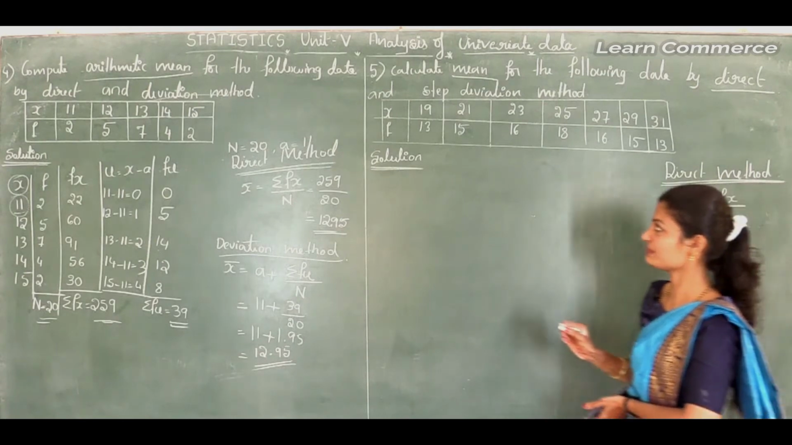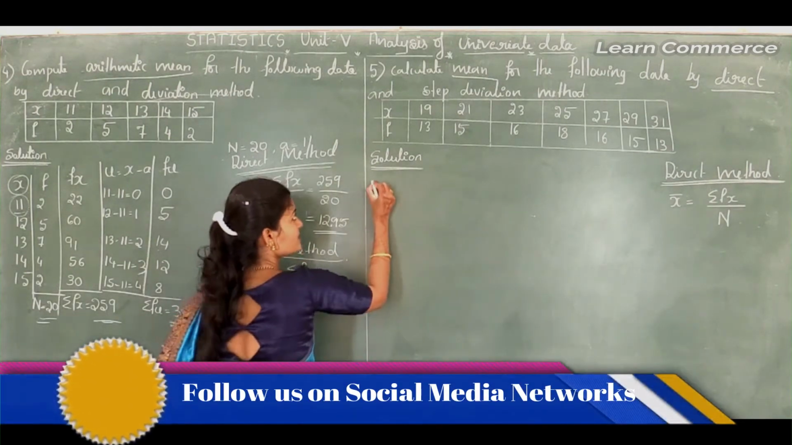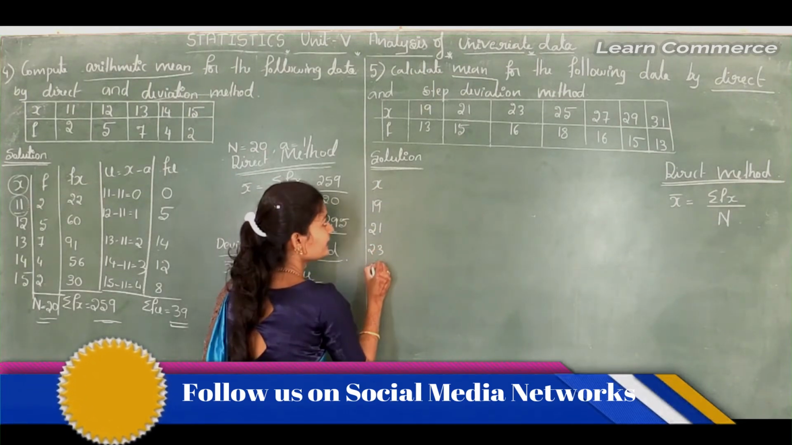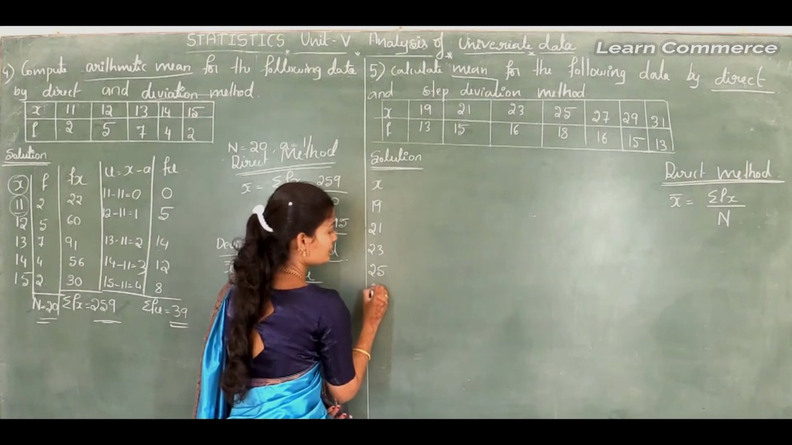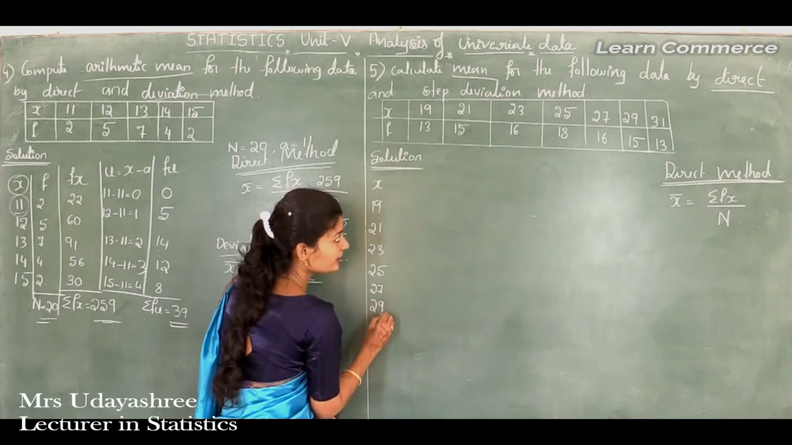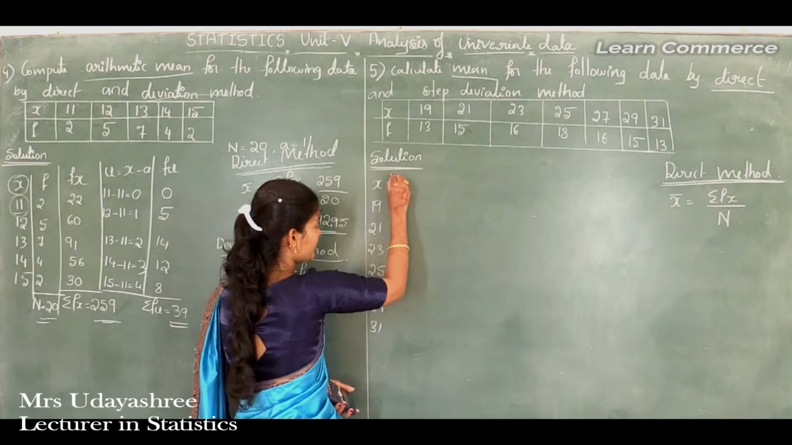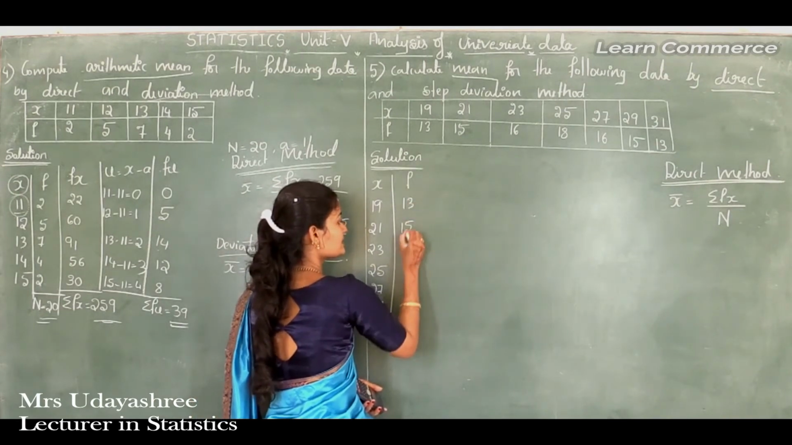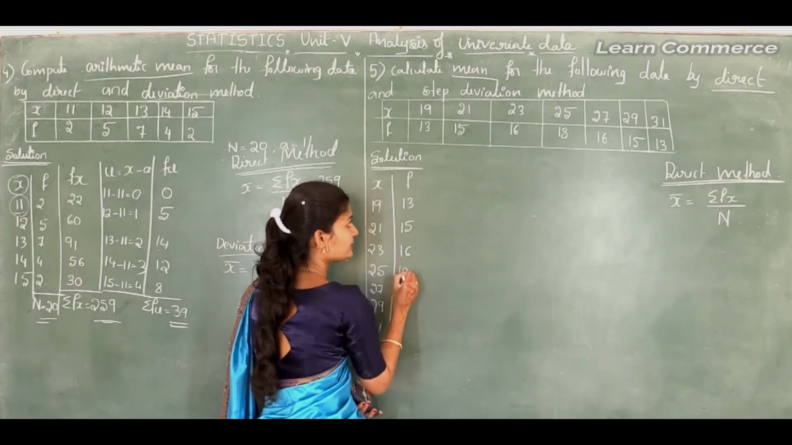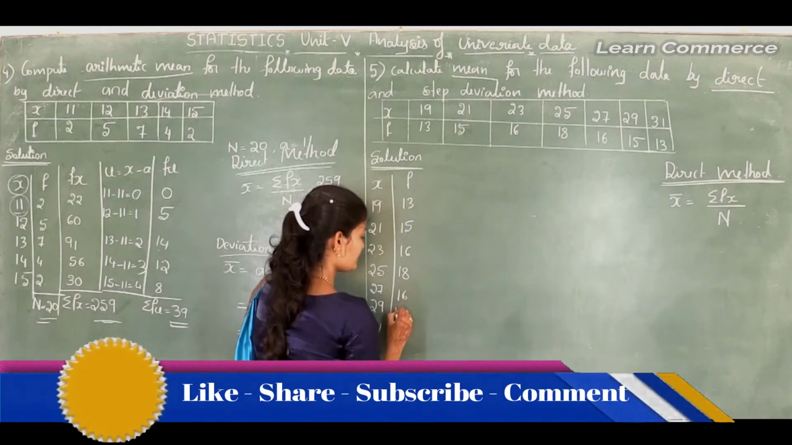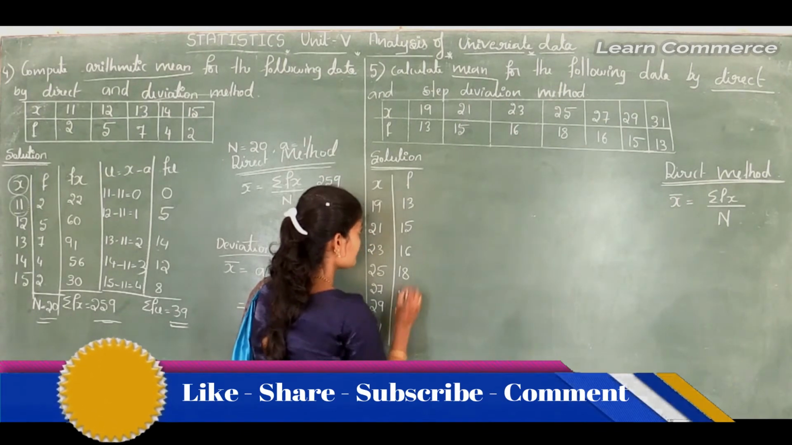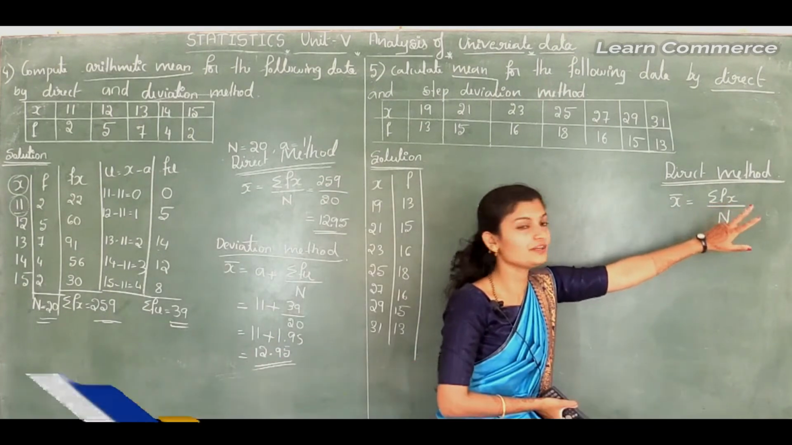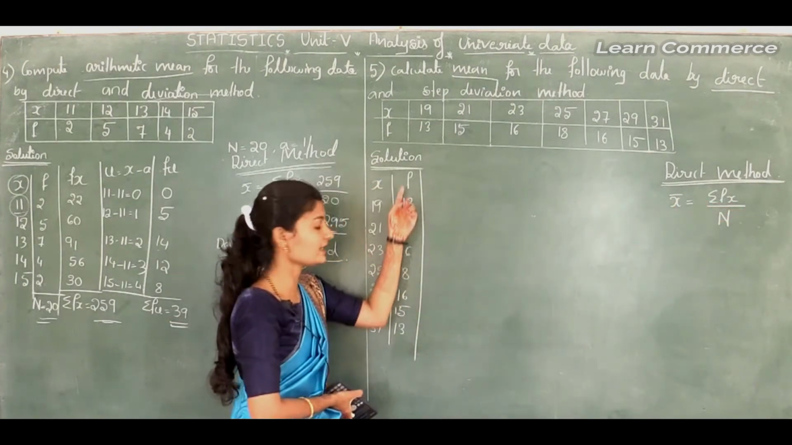So the given informations, I will write here. The x observations are 19, 21, 23, 25, 27, 29 and 31, and the f observations are 13, 15, 16, 18, 16, 15 and 13. So these are the f observations. Based on the formula we need to do the sum of f into x.